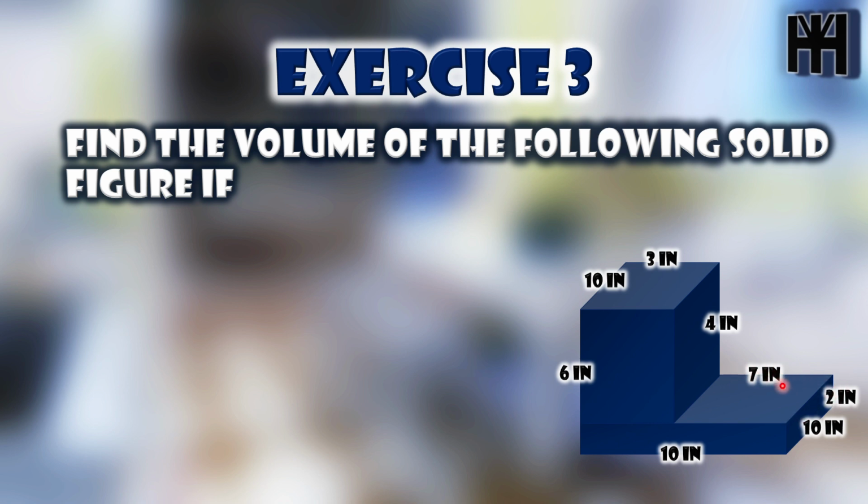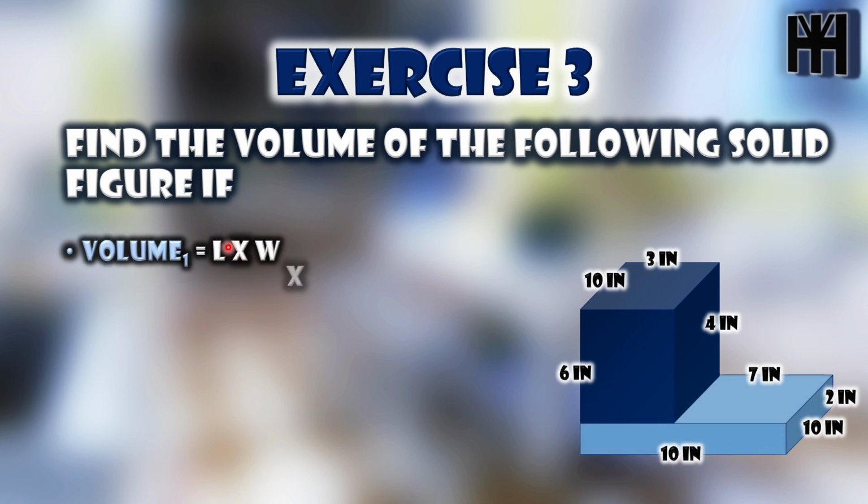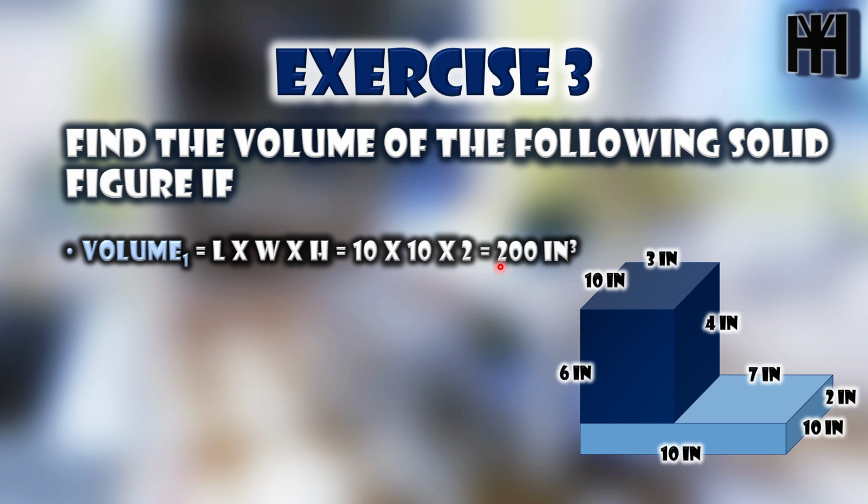Oh, let's get rid of this 7. Let's take the 10. It's the easiest one here. So it's 10 times 10 times 2. It's very easy. Length times width times height. So our length here will be 10 and width here will be 10. Our height here will be 2. 10 times 10 times 2. So 10 times 10 is 100, times 2, it's 200 inch cube.